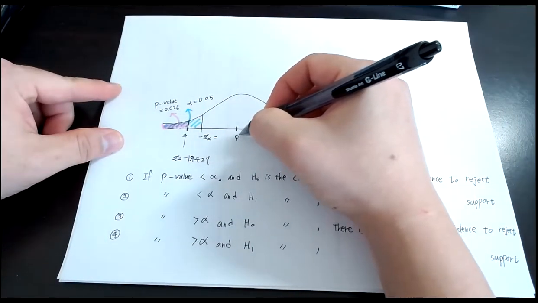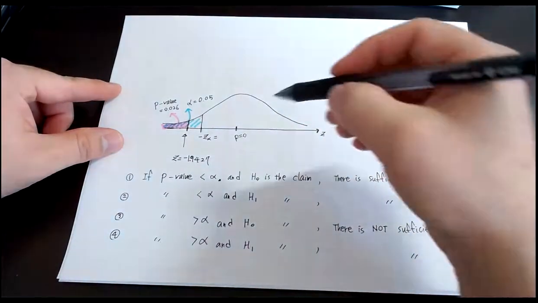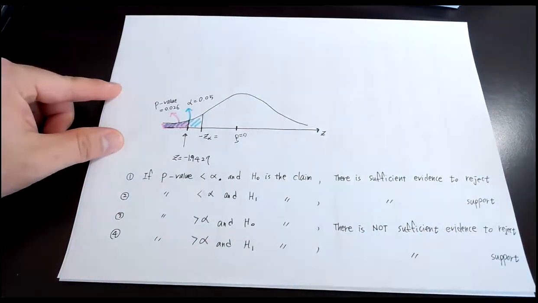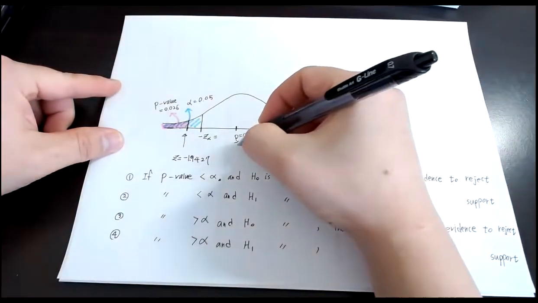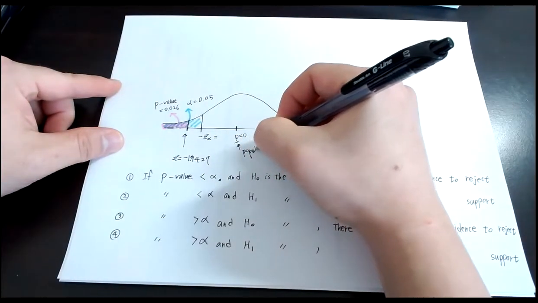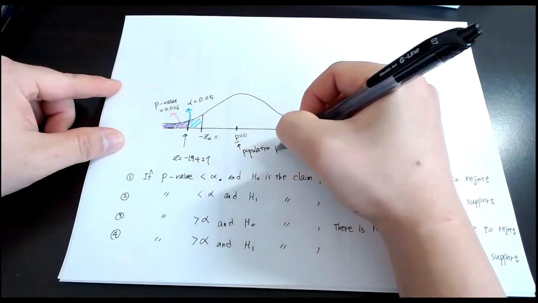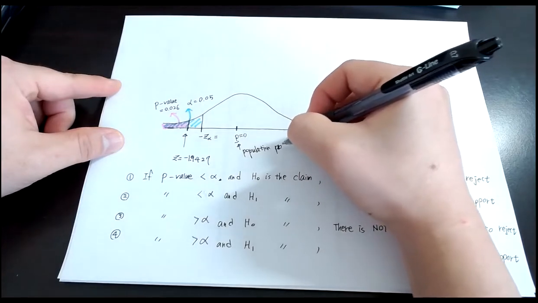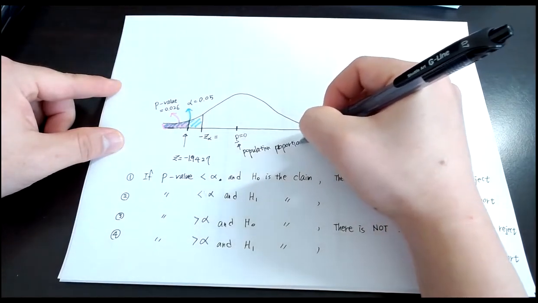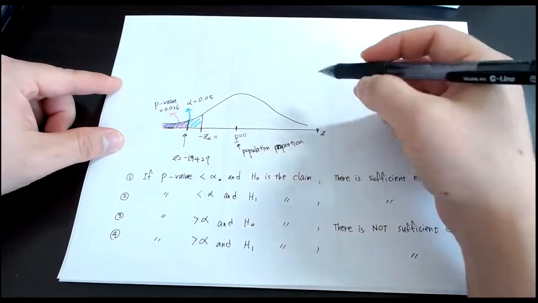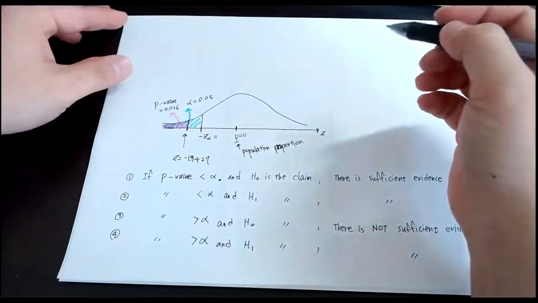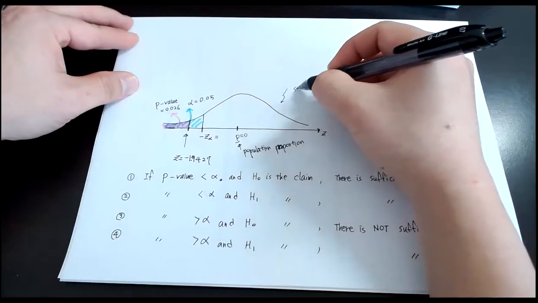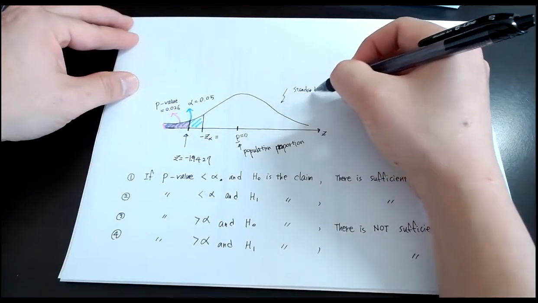Okay, so what's p? P is the population proportion, okay? So that's the population proportion. Now p hat is the sample proportion, okay? This is the standard normal distribution.